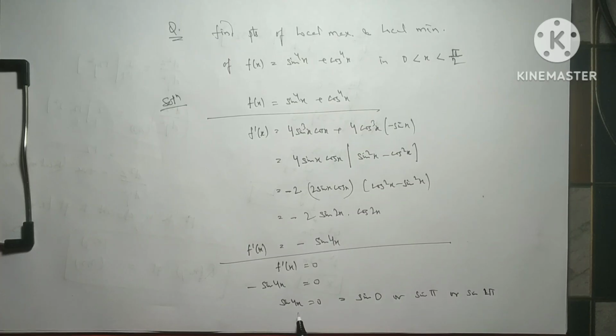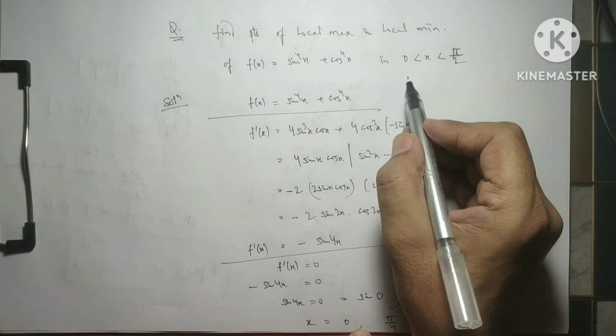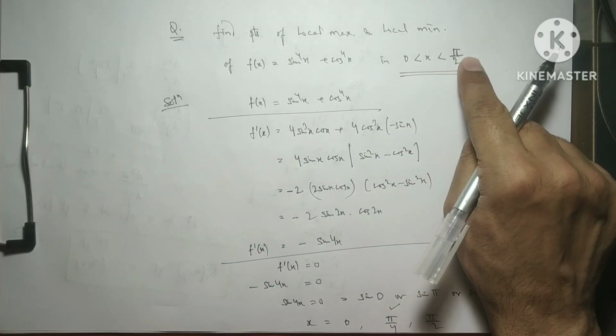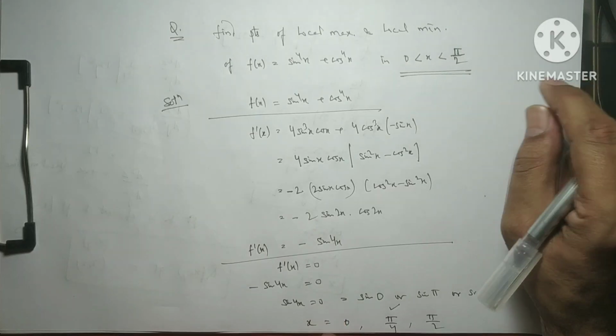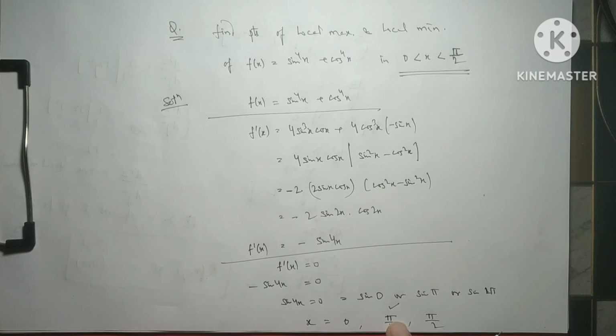So when you compare these, you will get the values: x is 0, and when 4x is pi, x is pi by 4, and when 4x equals 2 pi, x is pi by 2. So the required value is this, because it lies between 0 and pi by 2. So we want x greater than 0 and less than pi by 2. So only this value lies in this range.